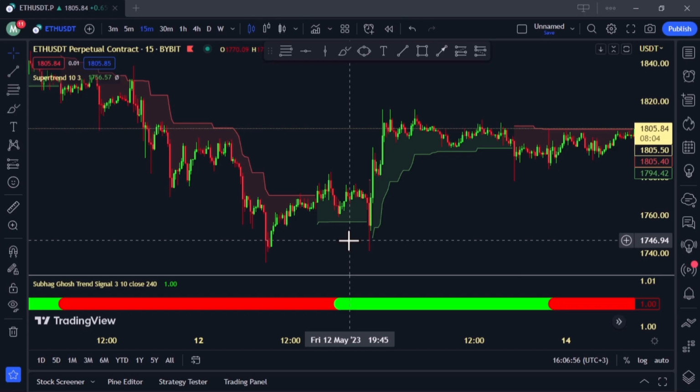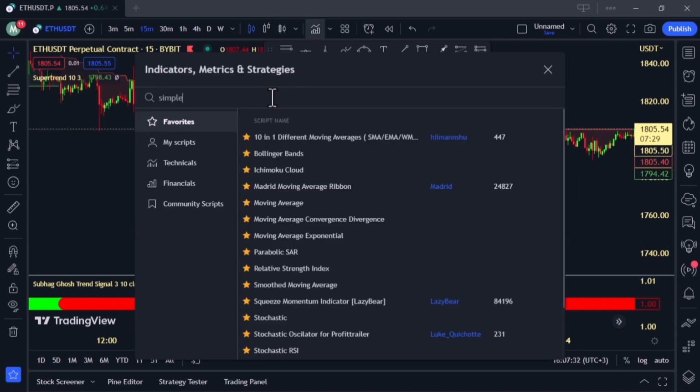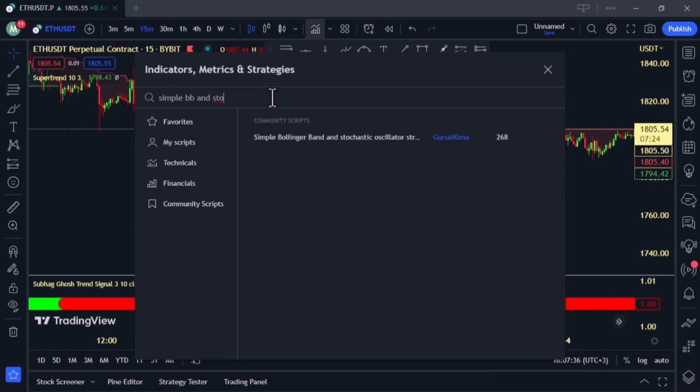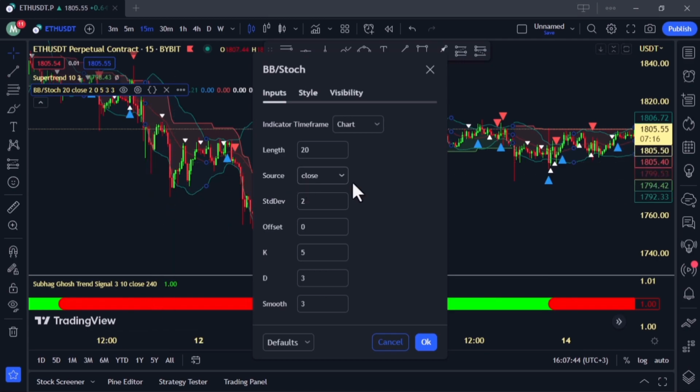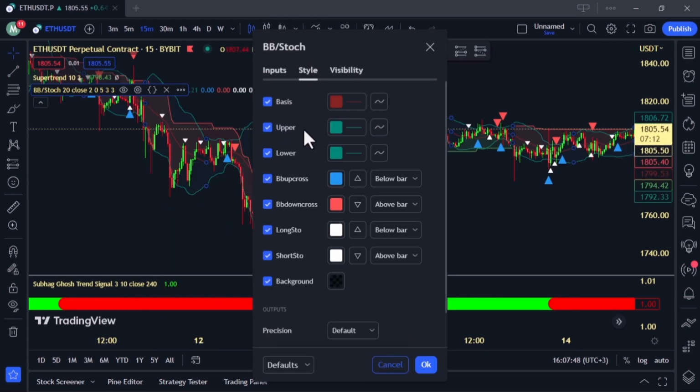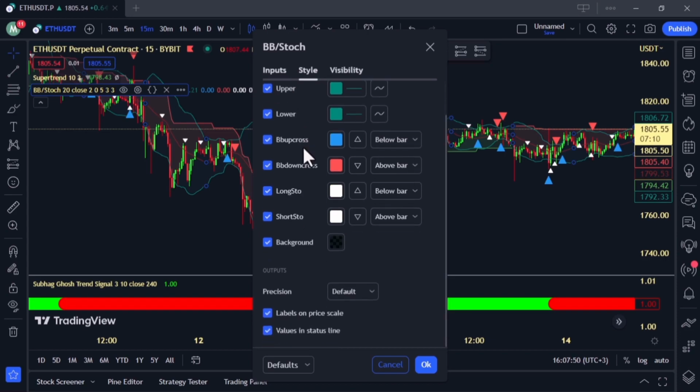And guess what? I want to make it even more efficient. So I'm going to bring up another indicator on the chart, and it's this one, a simple Bollinger Band and stochastic. This one, make it favorite, bring it on the chart. I go directly to the settings and I go to this. I leave the inputs as they are.